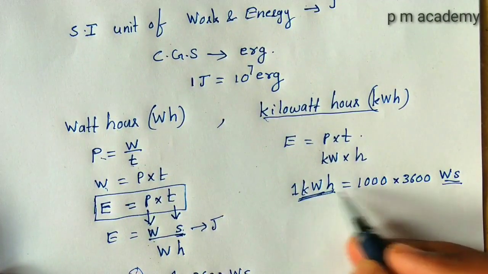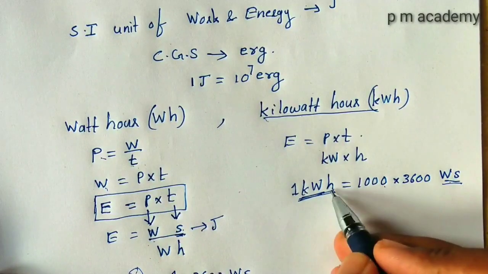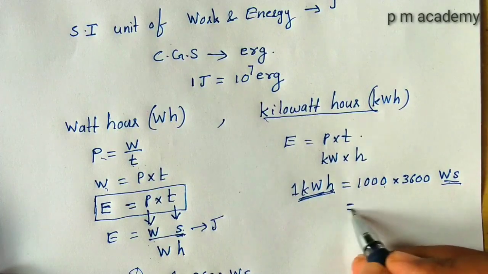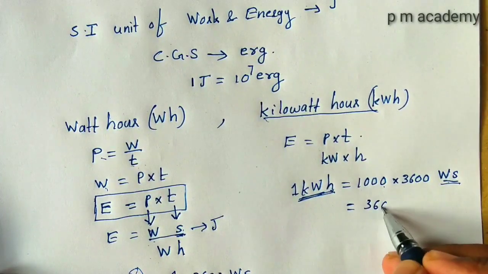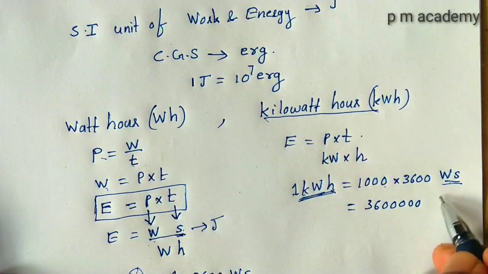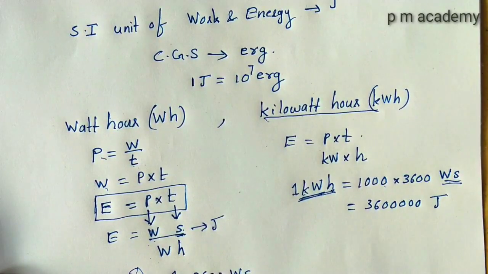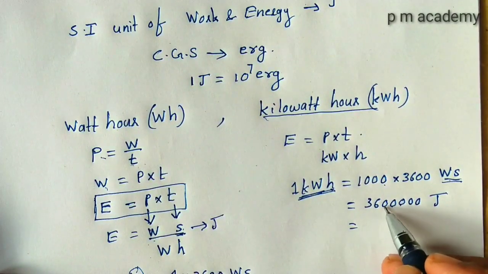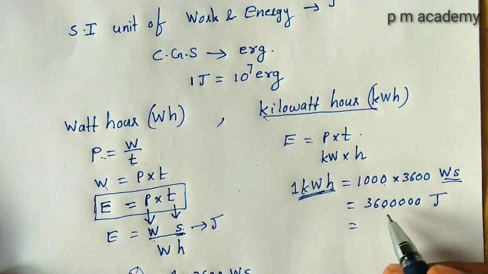To convert kilowatt to watt, you have to multiply with 1000. To convert hour to second, you have to multiply with 3600. Therefore, it becomes 3600 and 3 zeros. Watt second is joule. That is equal to 3600 followed by 5 zeros, that is 1, 2, 3, 4, 5 zeros.